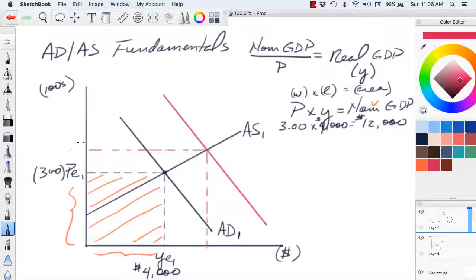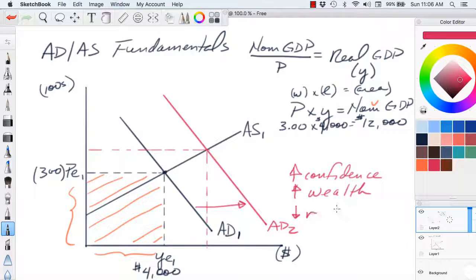Okay, so if the aggregate demand curve slides to the right, say to AD2, say this is due to an increase in confidence, or this is due to an increase in wealth. Say the stock market is booming and people feel wealthier, or housing prices are rising and people feel wealthier, and because people feel wealthier they're more confident, and maybe interest rates have fallen, etc.